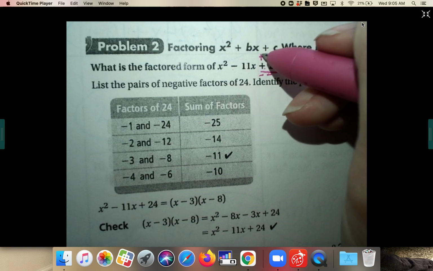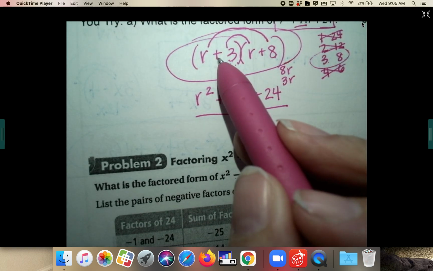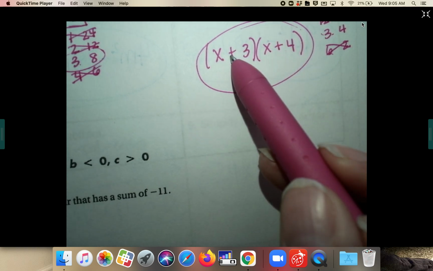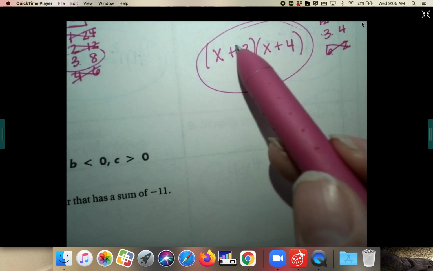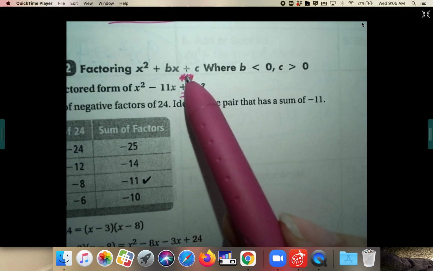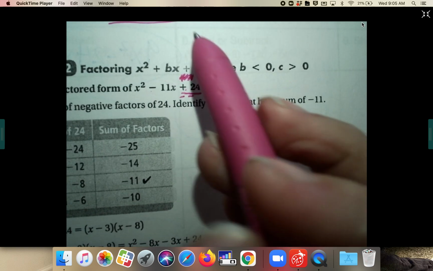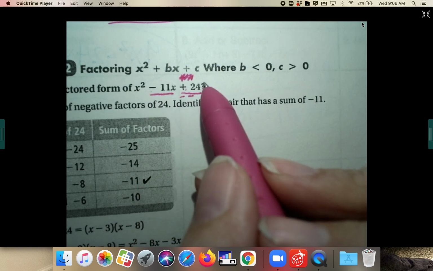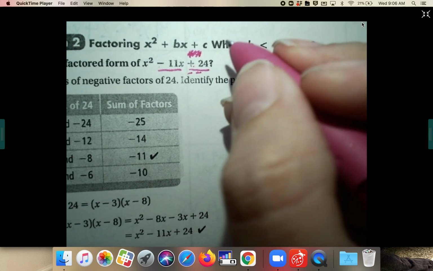So we're not looking for two positives anymore like we got up here and over here. Now we're looking for two negatives, because a negative times a negative will be this positive 24, and a negative plus a negative will be this negative 11. So again, still trying to identify the factors of 24, which let's just do this.